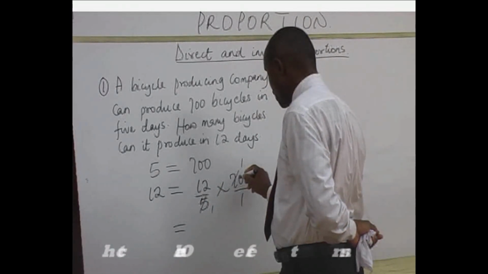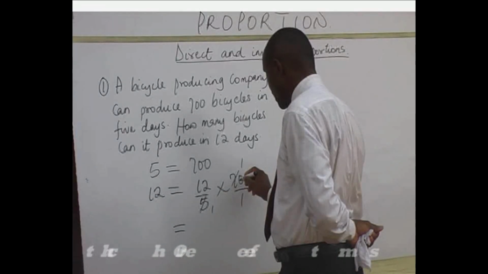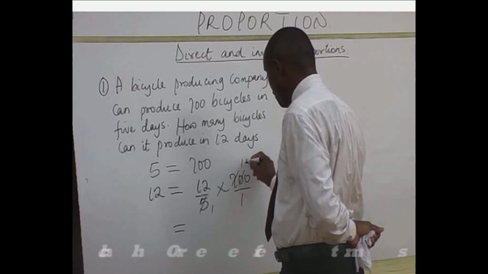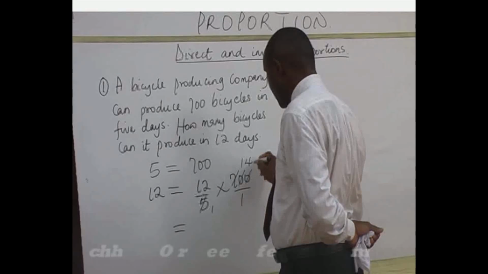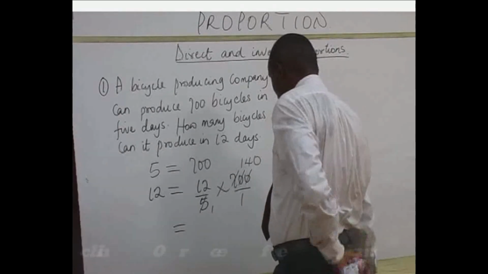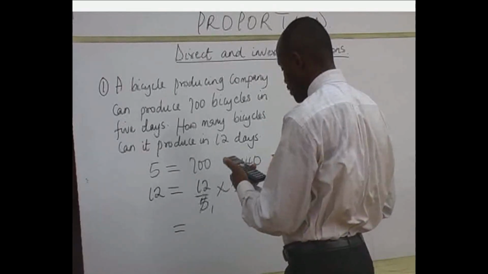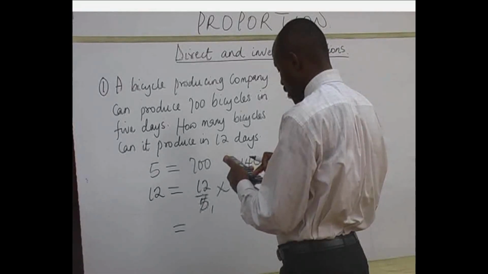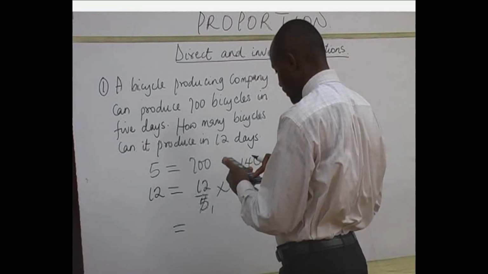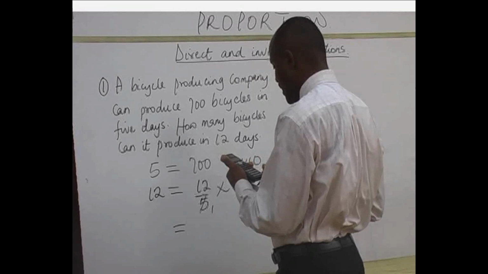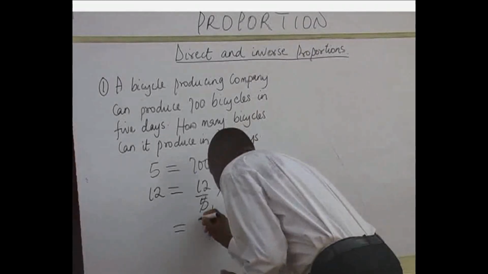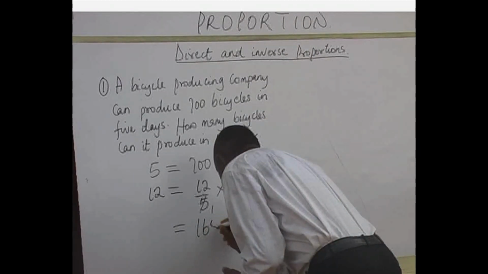5 times 5 instead of giving 1... 5 divided by 20 gives you 4. Now we have 140 times 12, which gives you 1,680. 1,680 bicycles.